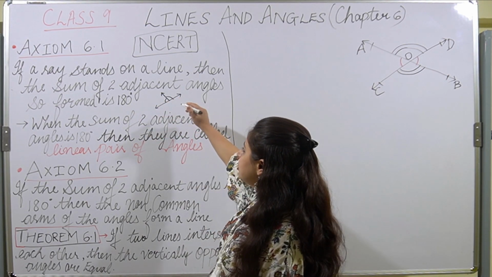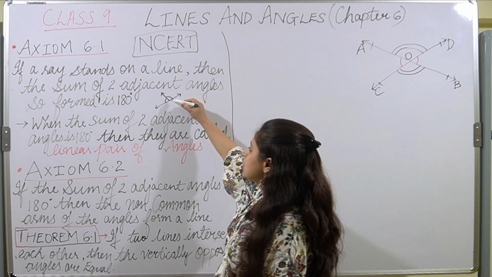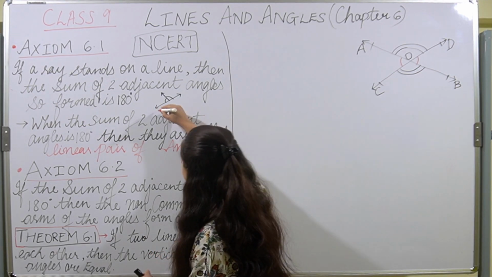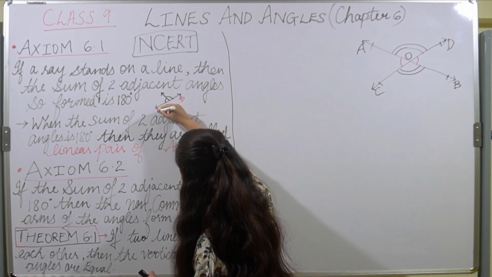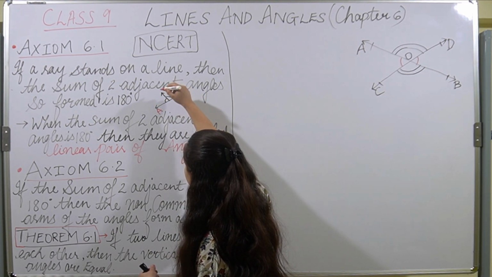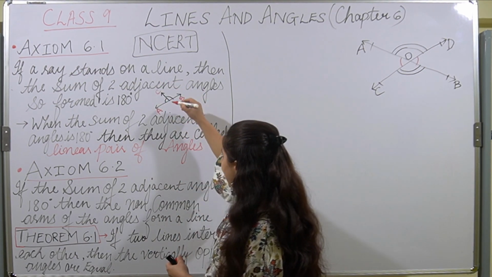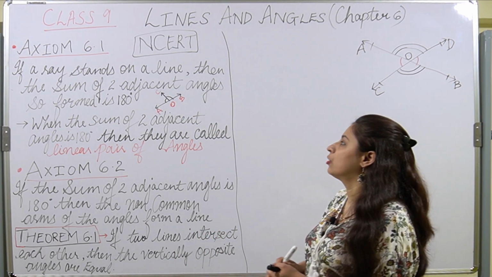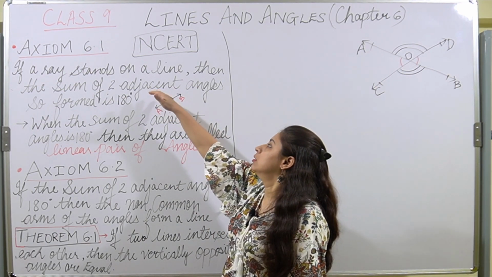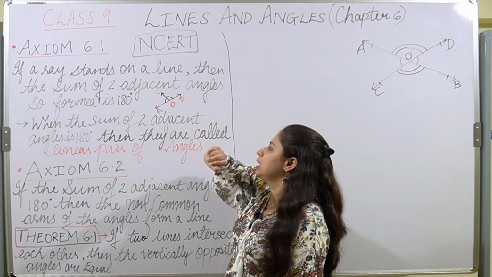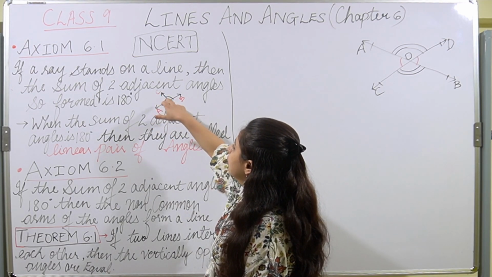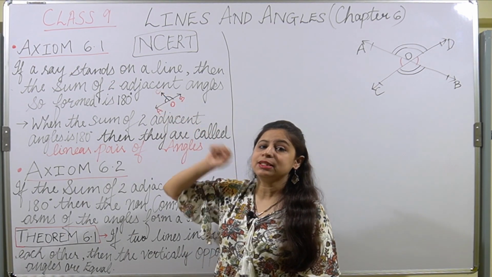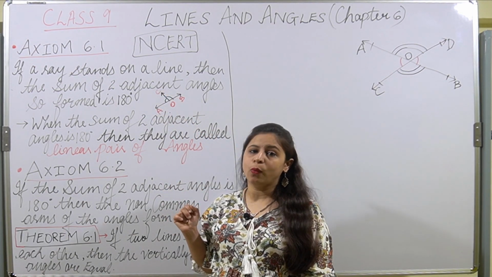The sum of the two adjacent angles, these are the adjacent angles because they share a common vertex and a common arm. Let us say the line is AB and the ray is OC, and the vertex is O. Then they share a common arm OC, and the ray stands on the line AB, then the sum of the adjacent angles is equal to 180.